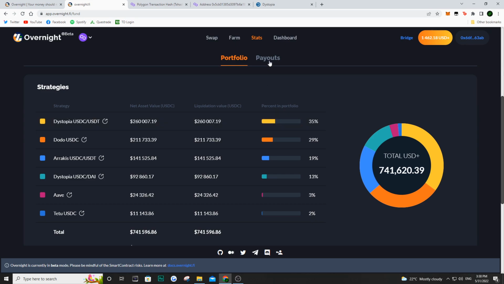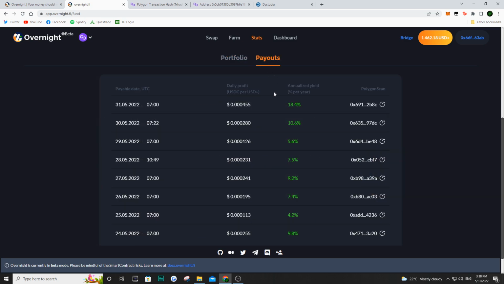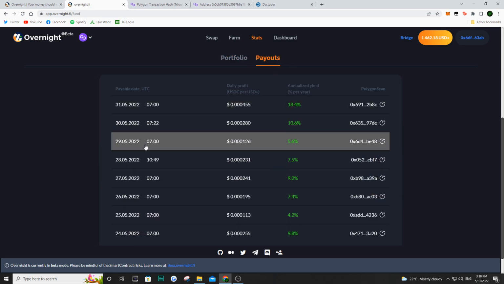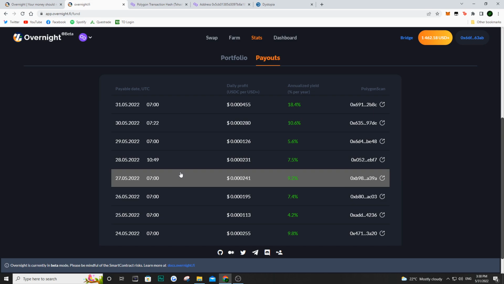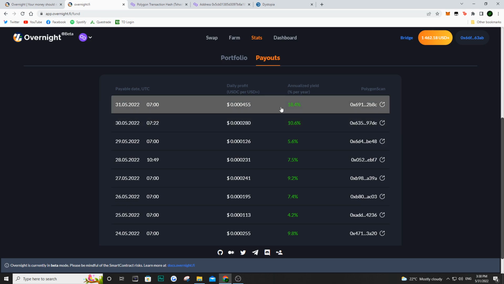And now the cool thing about this is you can actually go onto the payout tab and you see every single day and every single payout that is happening from USD Plus. So here we can see that yesterday the yield was around 18.4%.